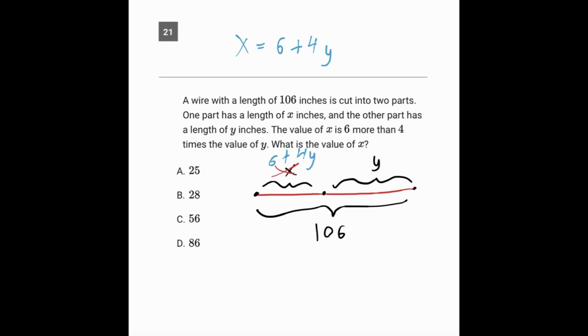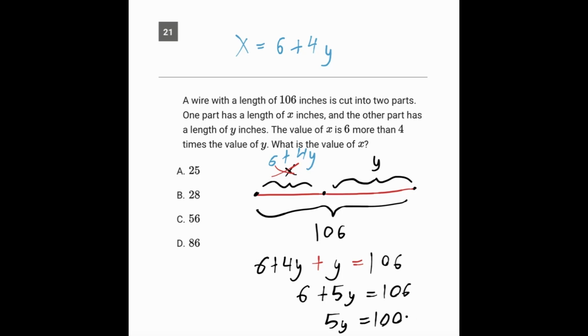And now we can utilize the idea that the whole wire has a length of 106. So the 6 plus 4y and the y, when they're combined, that gives us 106. Now we can start solving. 4y and y is really 5y, so 6 plus 5y is 106. Take away 6 from both sides. 5y is 100, and then divide both sides by 5, and y comes out to 20.